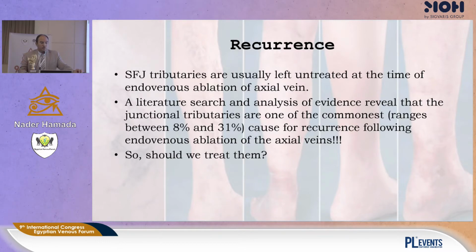The saphenofemoral junction tributaries are usually left untreated at the time of endovenous ablation of the axial vein. And literature search and analysis of evidence reveal that the junctional tributaries are one of the commonest causes of recurrence following endovenous ablation of the axial veins, ranging between 8 to 31%. So should we treat them?